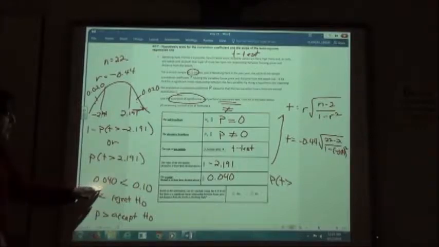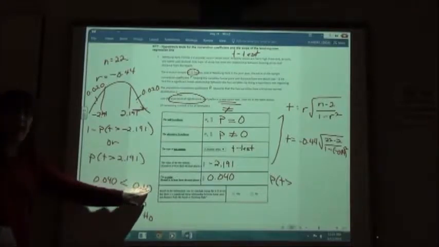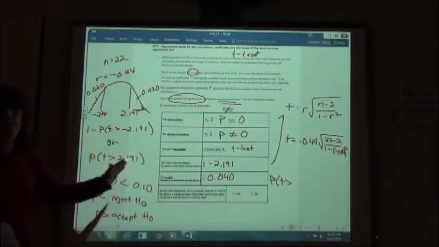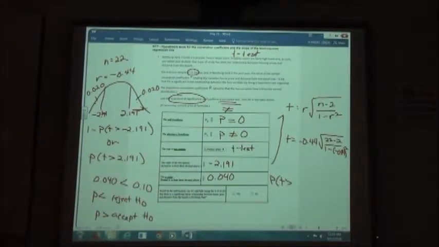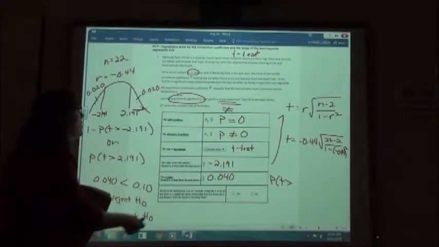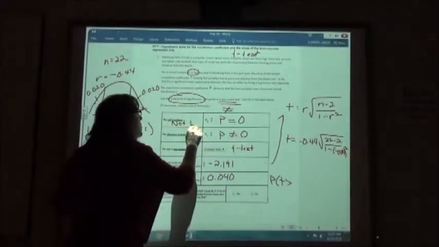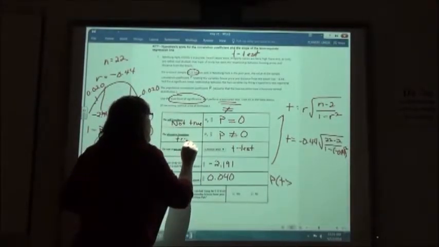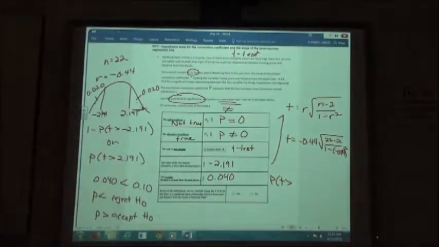Right? This is our percent of confidence. If I only have 4% confidence and I want to have 10% confidence, I didn't meet that level. 4% is less than 10%, so we're going to reject the null. This is the not true statement. This is the true statement then, if I reject the null, the null is not true.